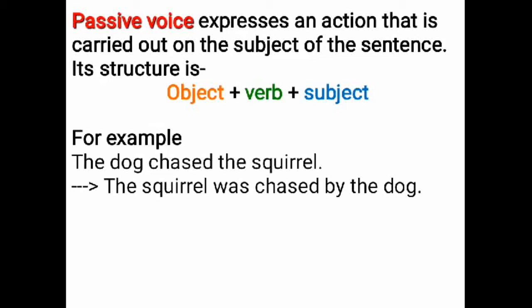The squirrel was chased by the dog. This is the passive voice. The squirrel is the object, was chased is the verb, the dog is the subject. Subject the dog receives the action of the verb was chased.